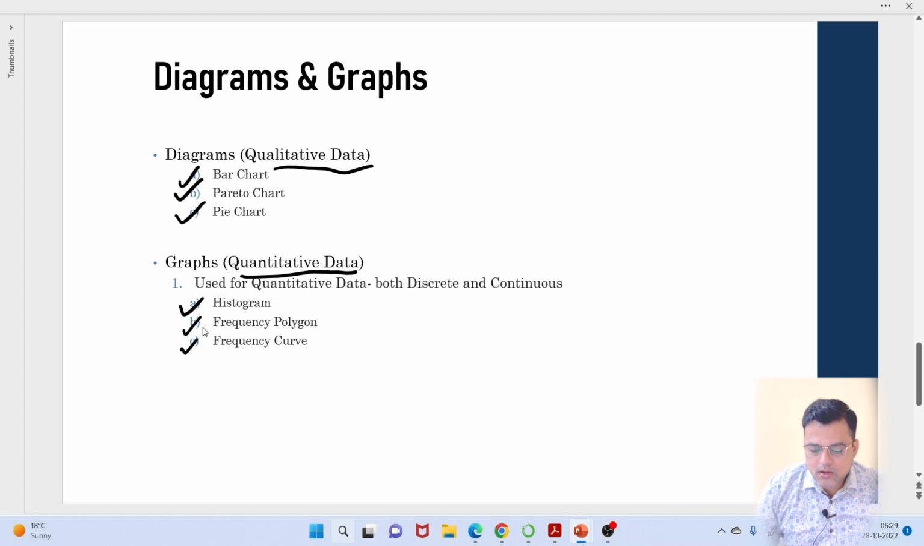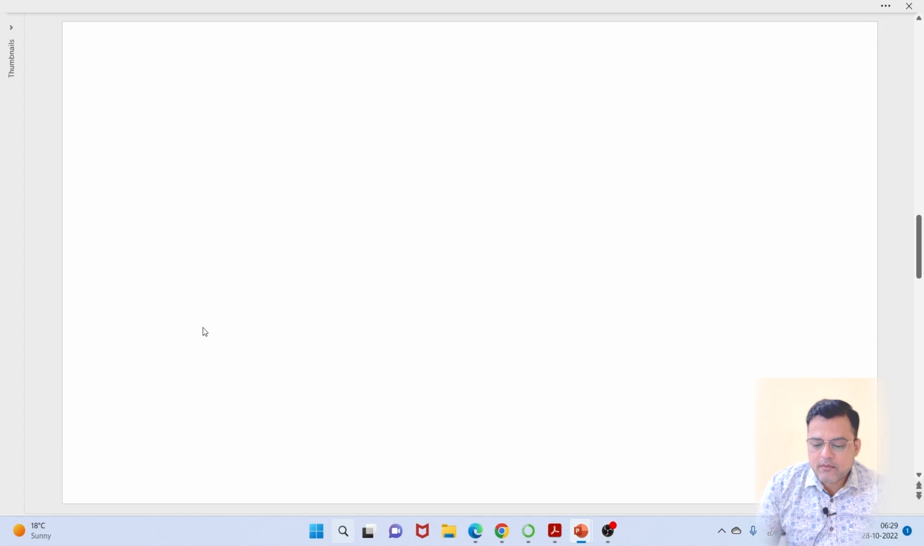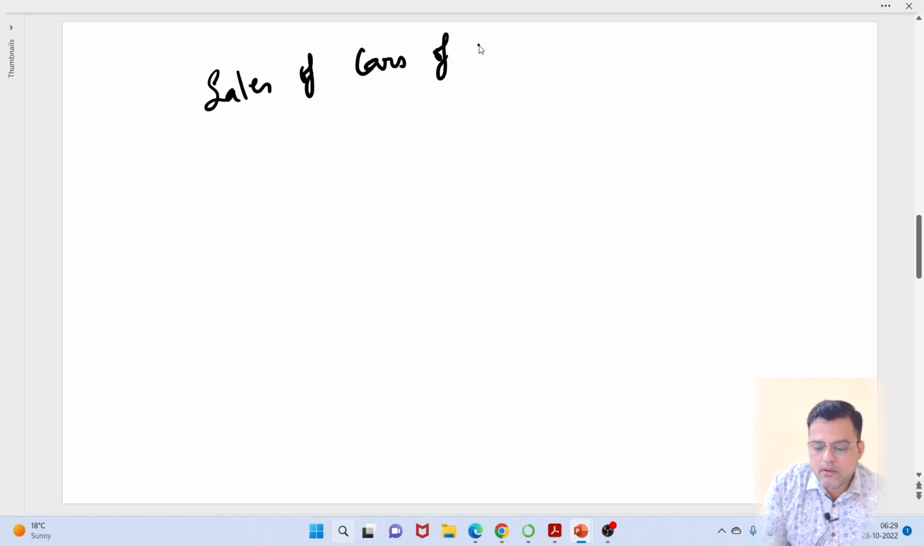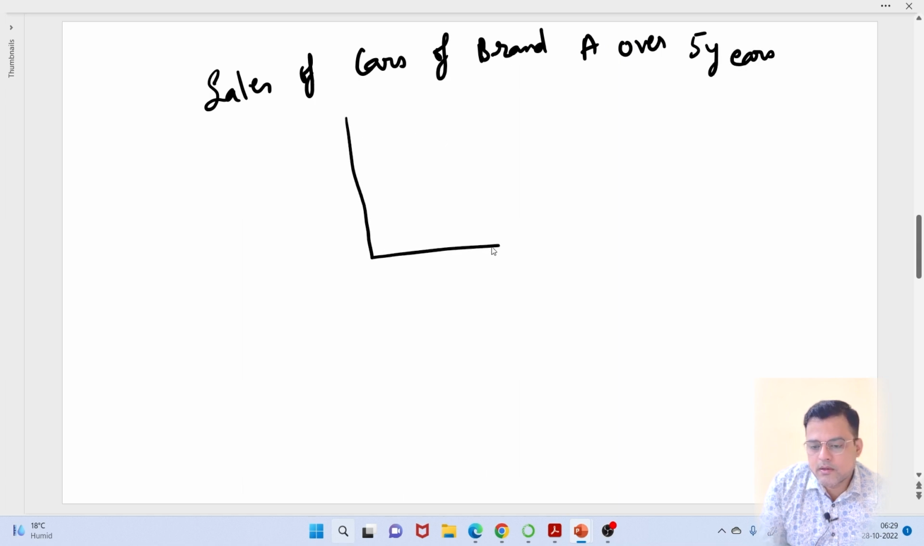So let's talk about the bar chart. In a bar chart, let's say that I have to identify the sales of cars of brand A over a 5 year period. So I'll plot something like this. The x axis will be year and the y axis will be sales.